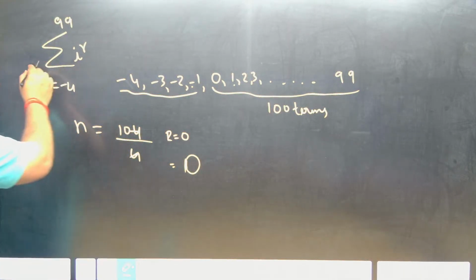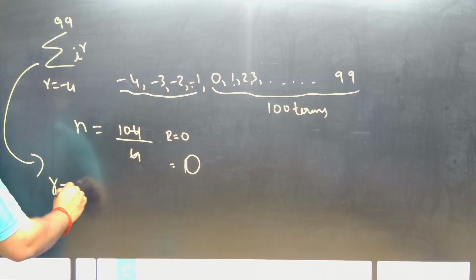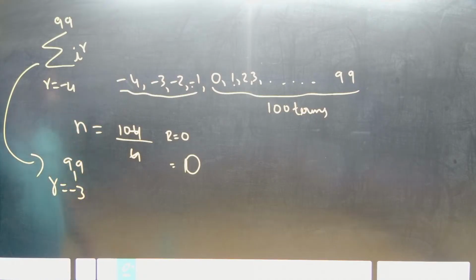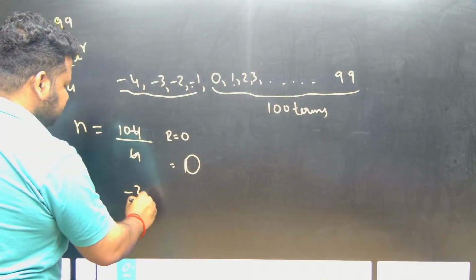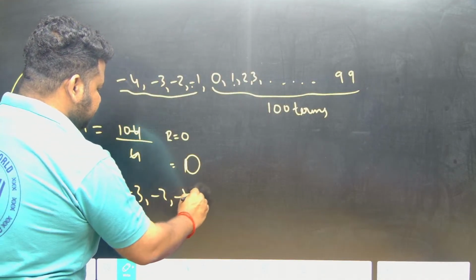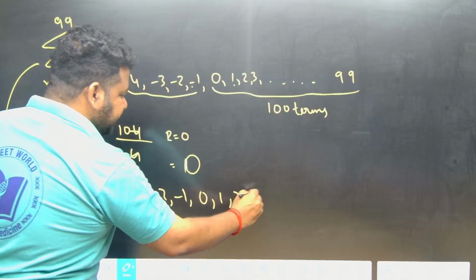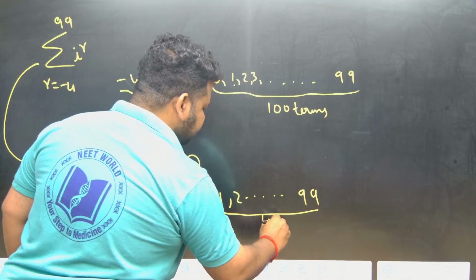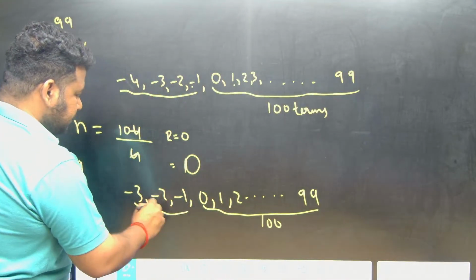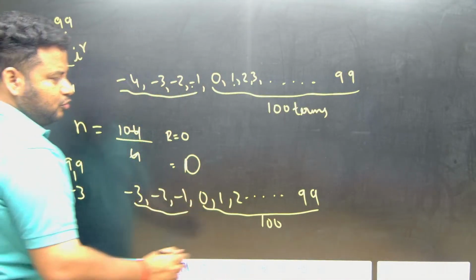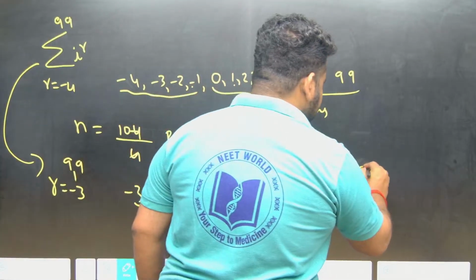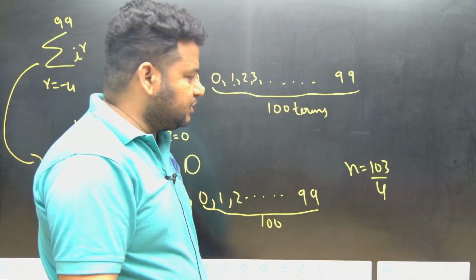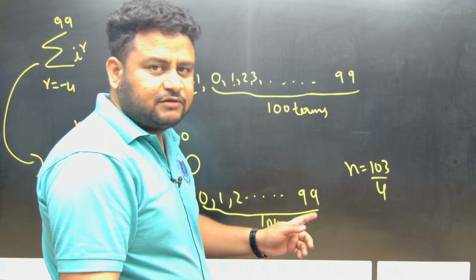So suppose for this question only, if I say r is from minus 3 to 99. The values will be minus 3, minus 2, minus 1, 0, 1, 2, up till 99. So here also 0 to 99, 100 terms are there. And what about minus 3, minus 2, minus 1? 3 terms. So 103, n is equal to 103 divided by 4. If I divide 103 by 4, the remainder will be 3.